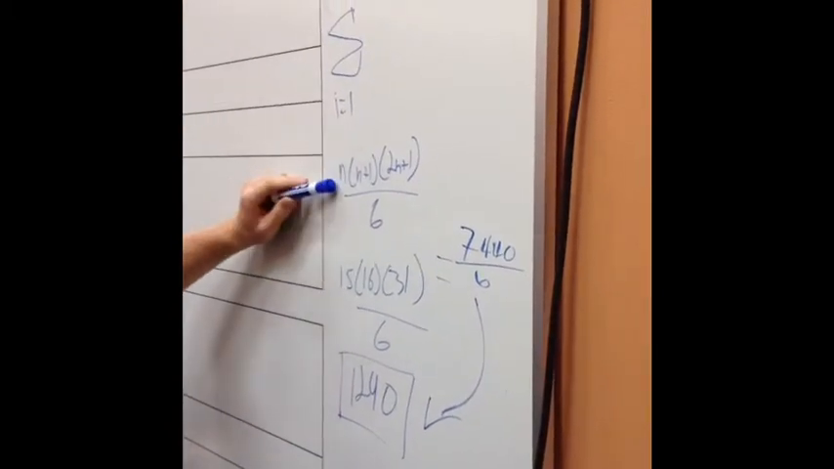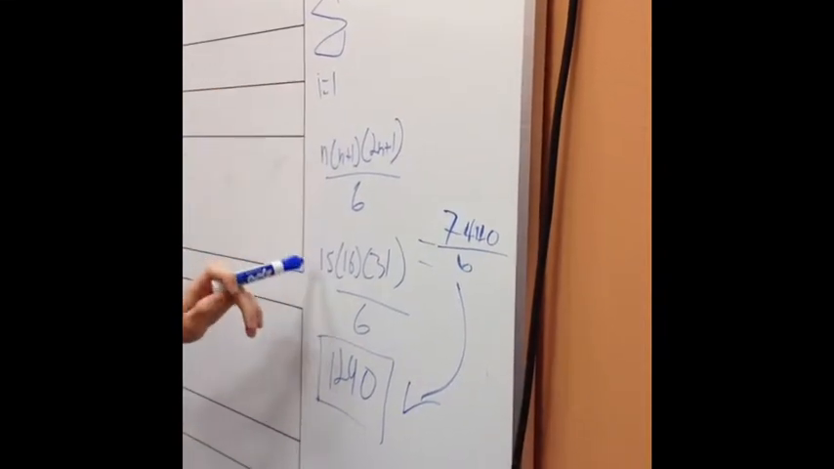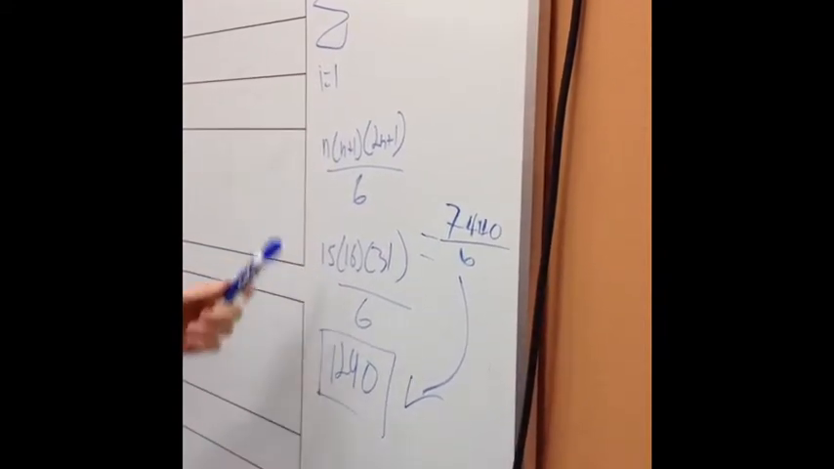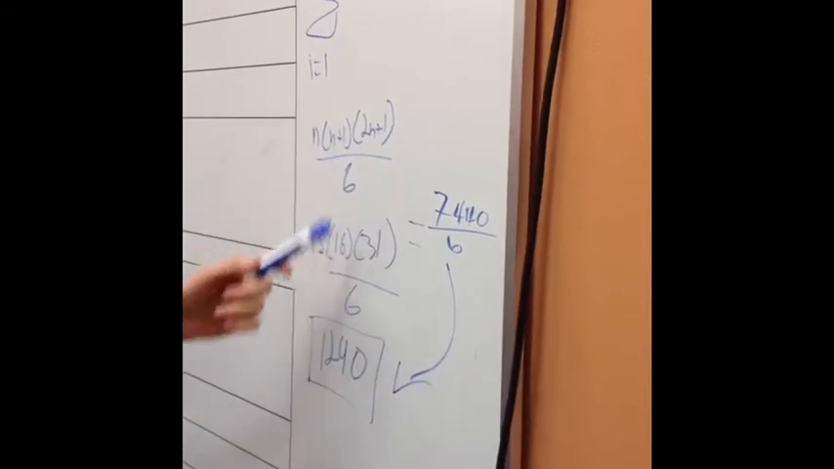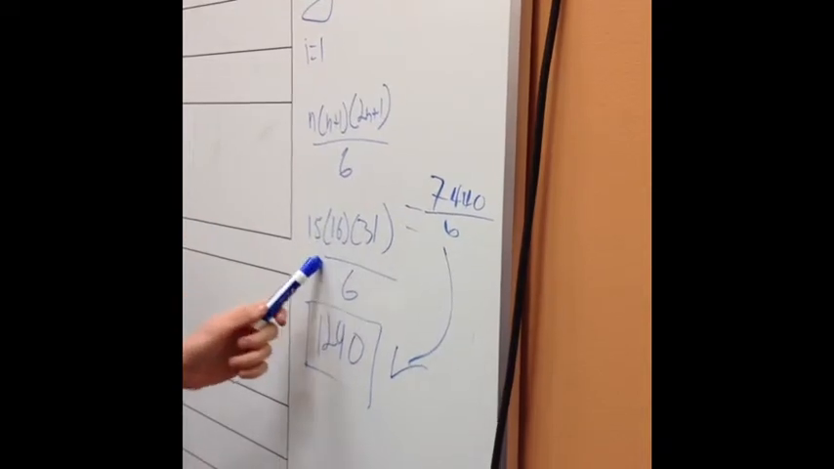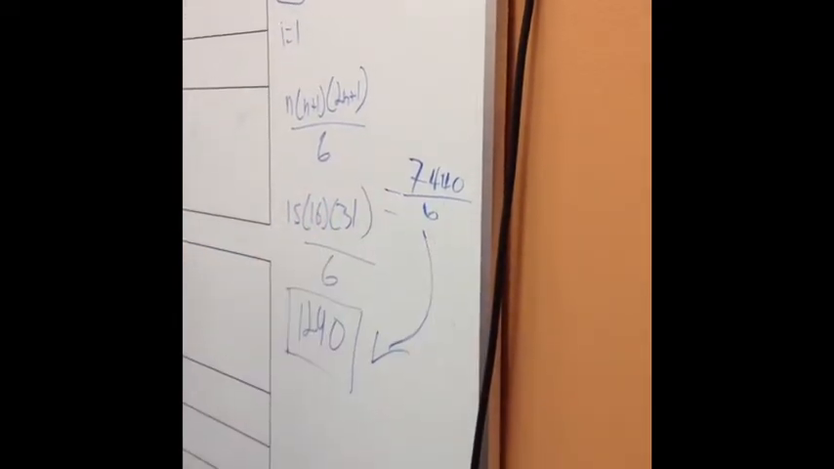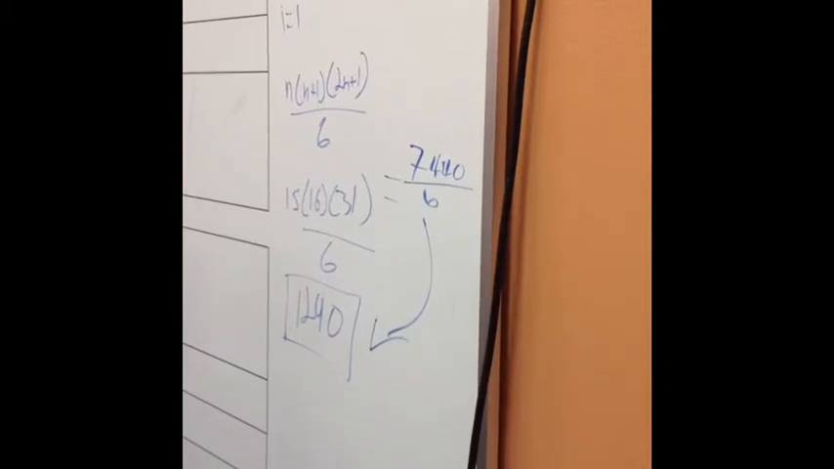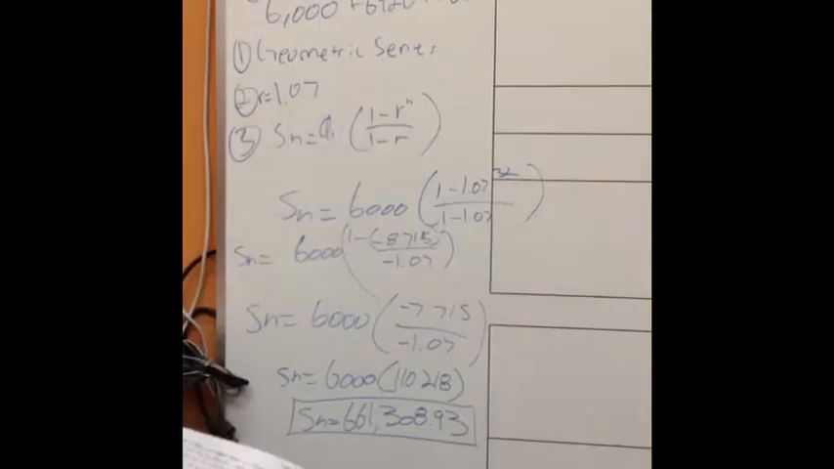So then you do the special formula, and n is automatically 15. Plug in 15, you get that, and then you multiply everything, and then you get 7,440 divided by 6, and then you do that.